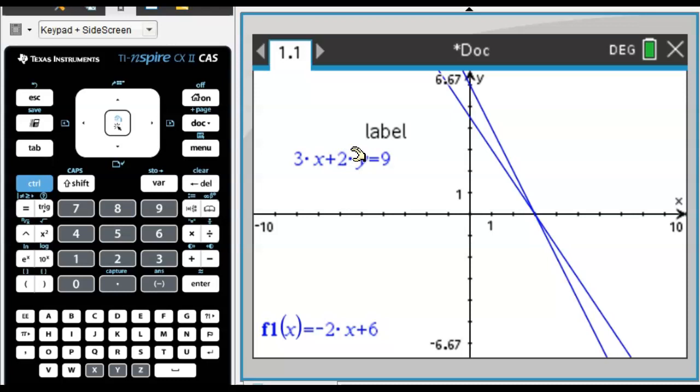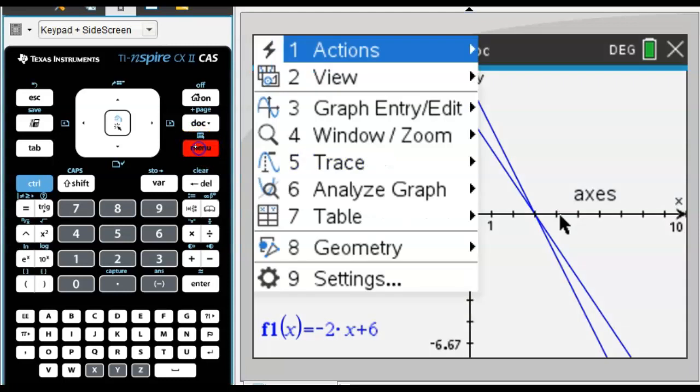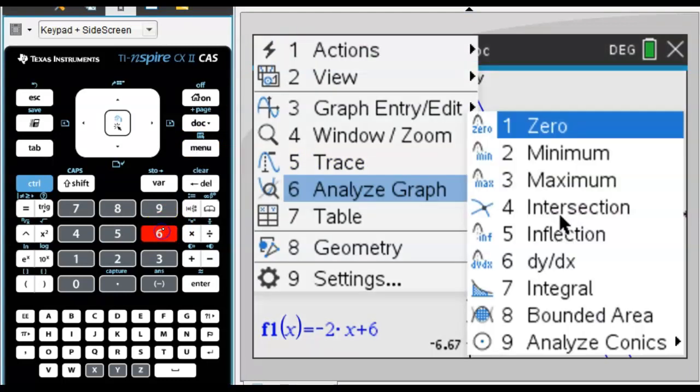Now, in this particular scenario, we are able to find the coordinates just by looking at the graph. But in some cases, that might not be possible. So what we're going to do now is use the calculator to find the point of intersection. The way we're going to do it is this: we go into menu, then number 6, which is analyze graph, and then we select intersection, which is number 4 there.